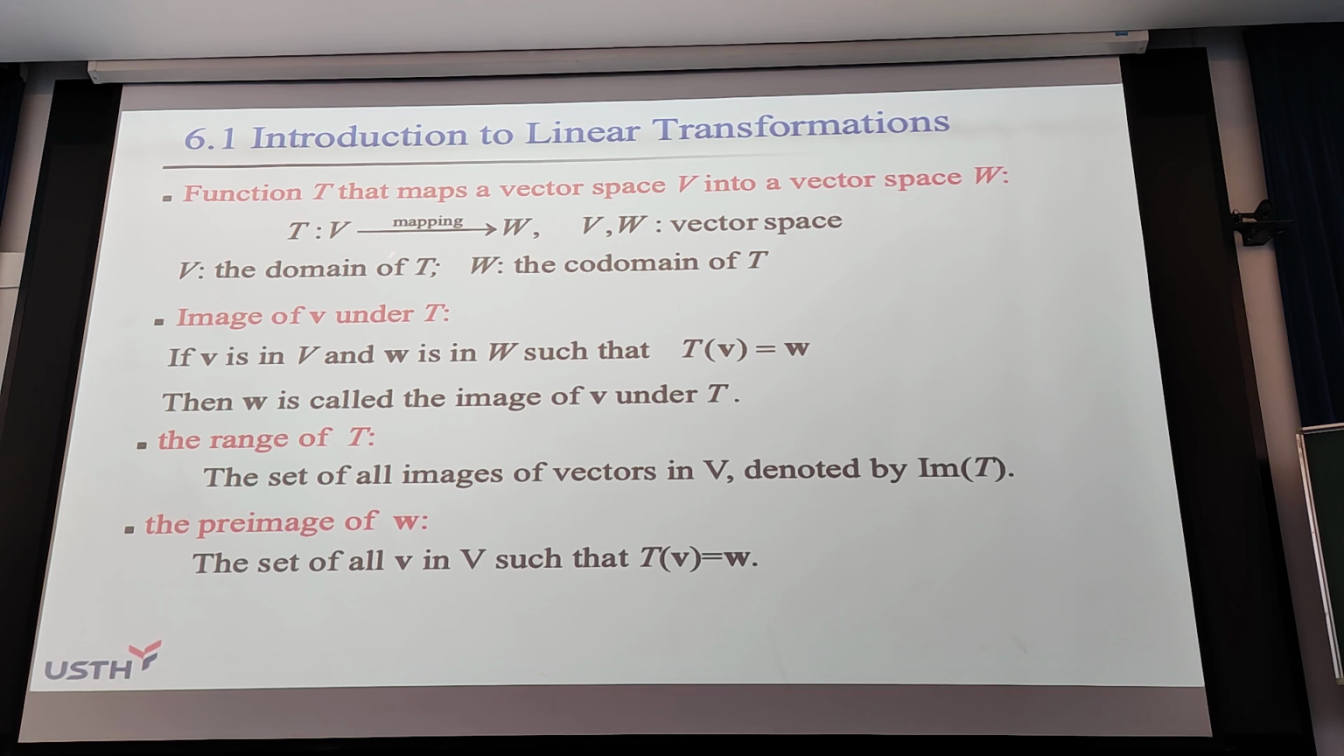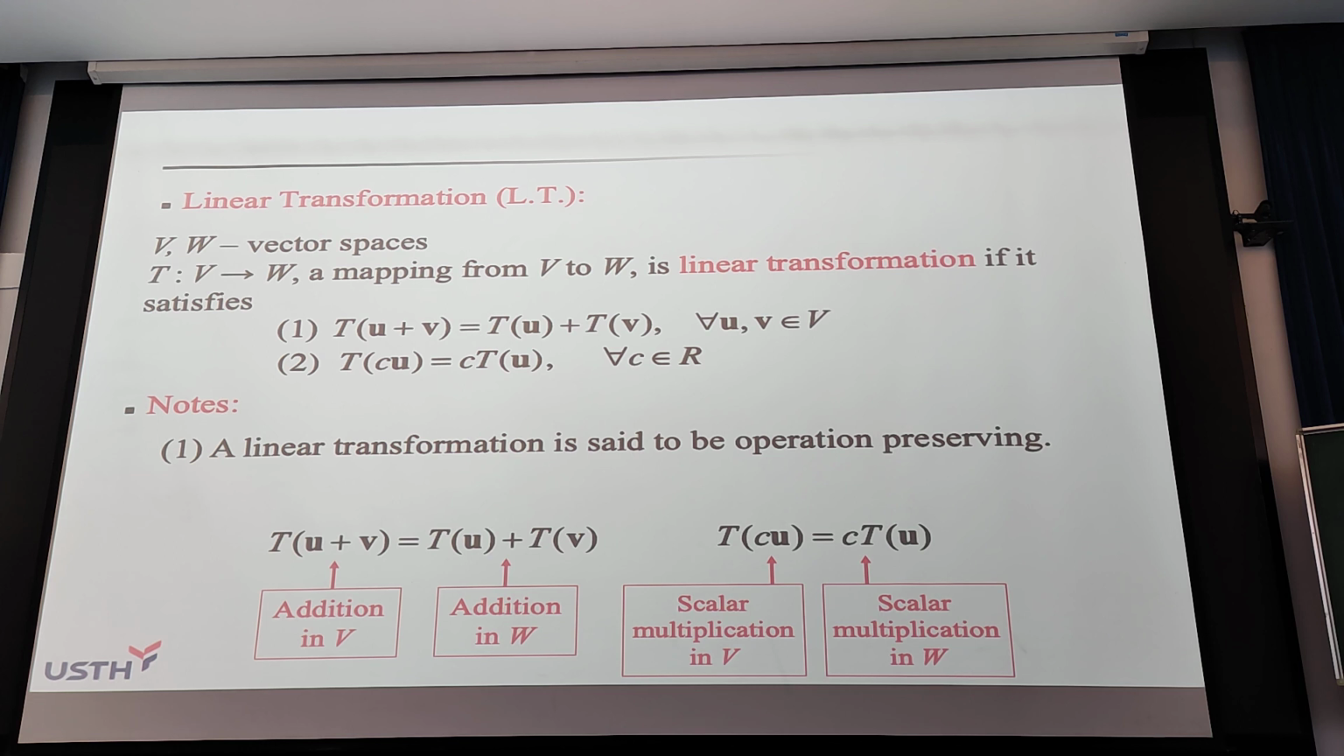So here is some terminology. The mapping is a correspondence from V to W, and V will be called the domain and W the codomain. Now we have the name of the image of an element V. And in that case, V will be called the preimage of W. And usually, each element in the codomain will have several preimages.